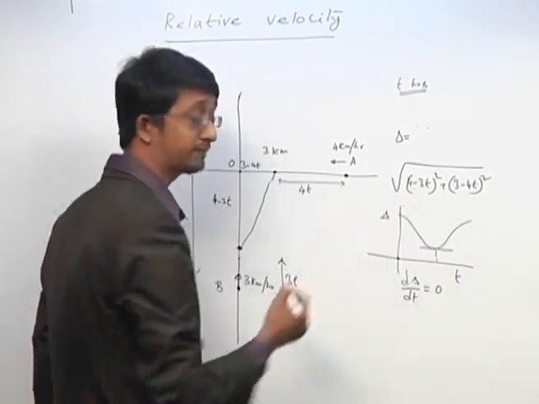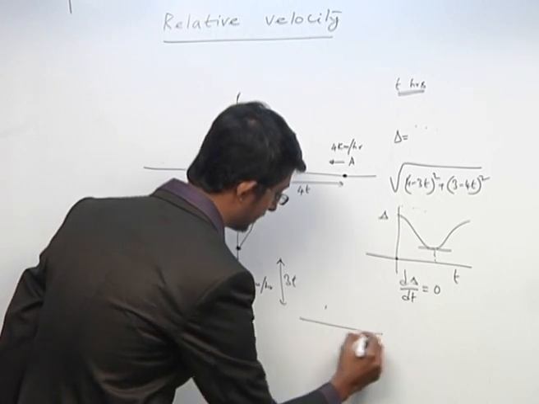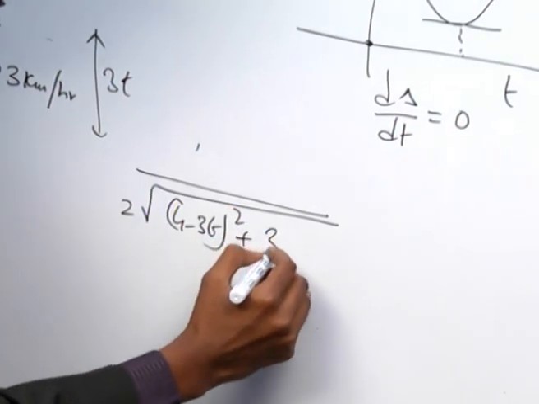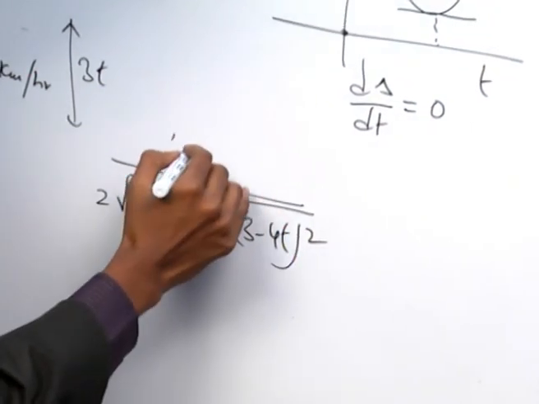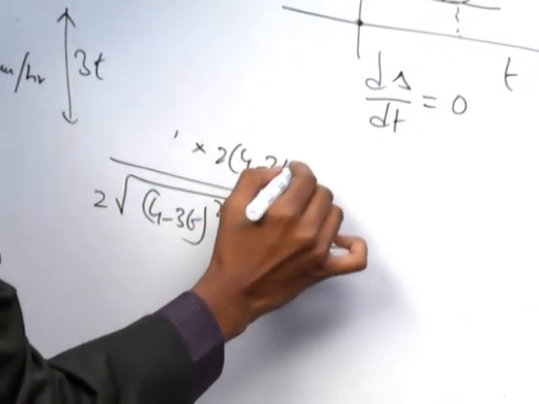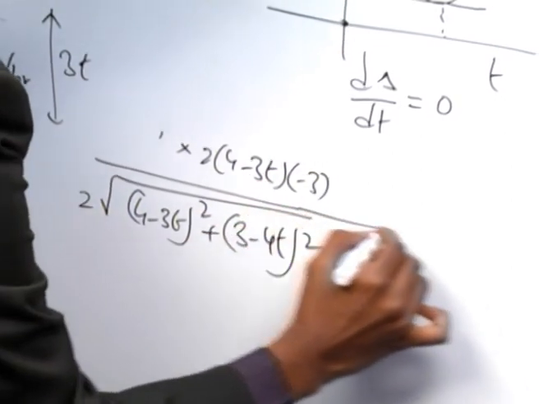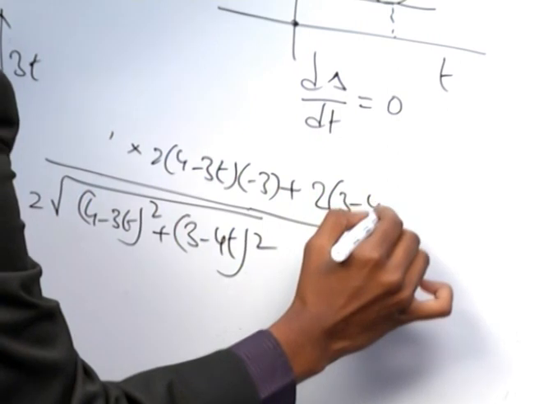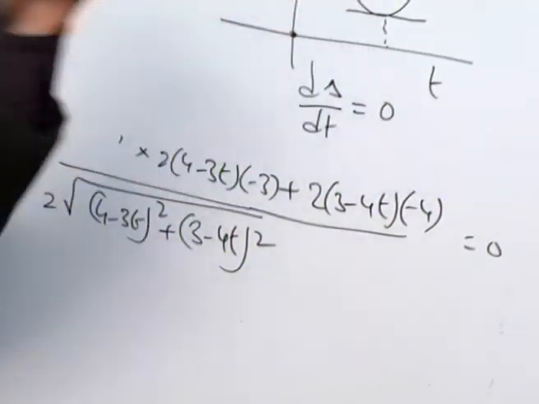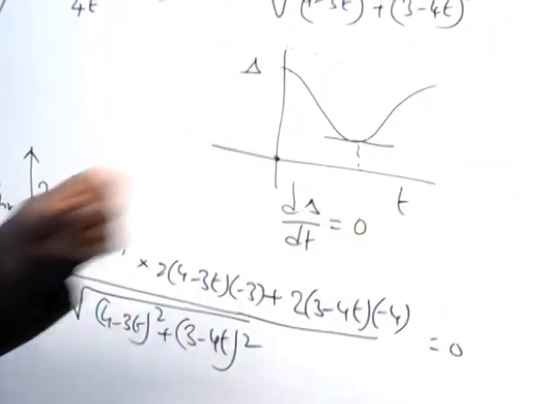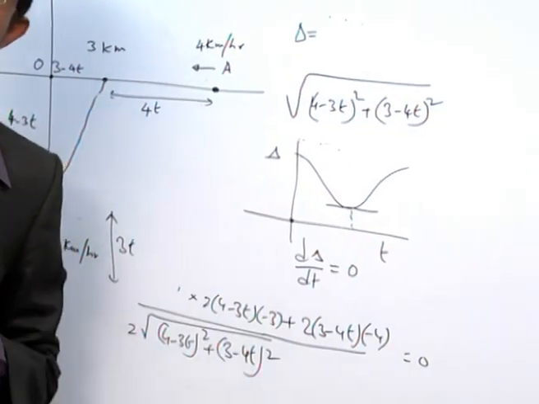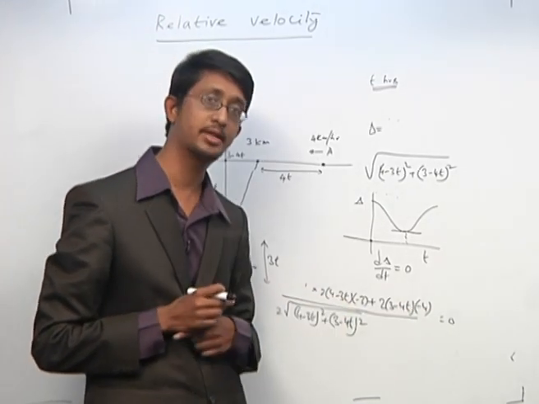If I take the derivative of delta with respect to time, I get 1 by 2 root of 4 minus 3t whole square plus 3 minus 4t whole square, into the derivative of the inner thing by chain rule. So, 2 into 4 minus 3t into minus 3 plus 2 into 3 minus 4t into minus 4, and this has to be 0. Why does this have to be 0? Because when the separation is minimum, at that time slope is 0. Slope is given by the derivative of the y coordinate, which is delta, with the x coordinate, which is time. So, the derivative of delta with respect to time is to be equated to 0.